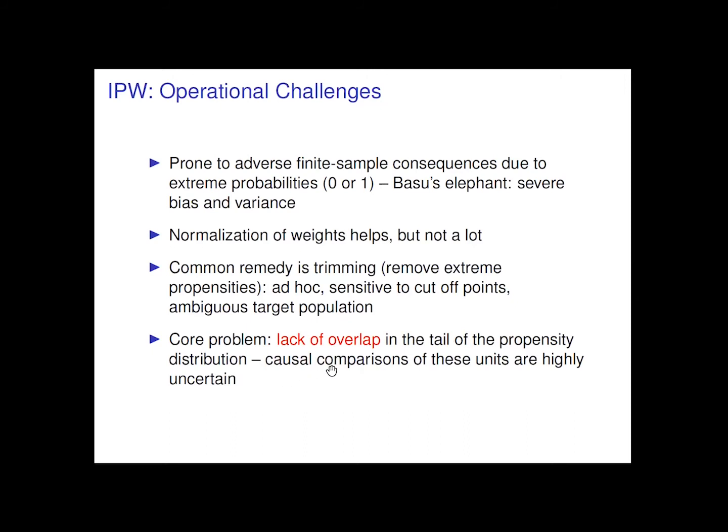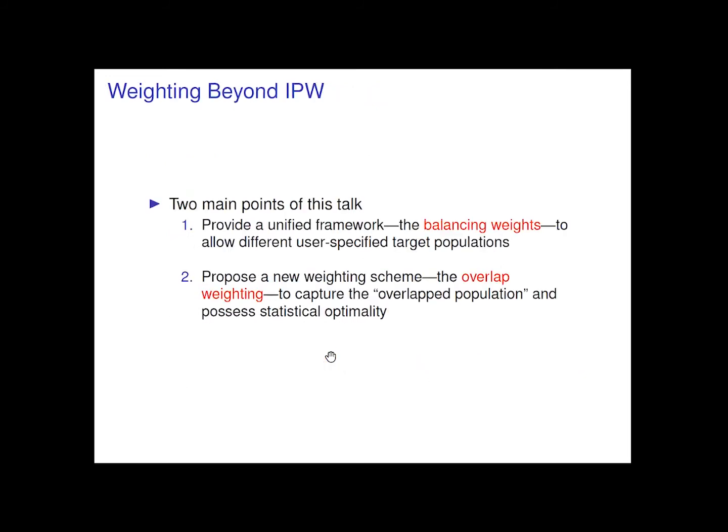So the key point is that in the tail regions of the propensity, in other words, with lack of overlap, we don't have enough patients of both treated and control in those tail distributions, so the causal comparison of those units is just highly uncertain. That's the main problem.